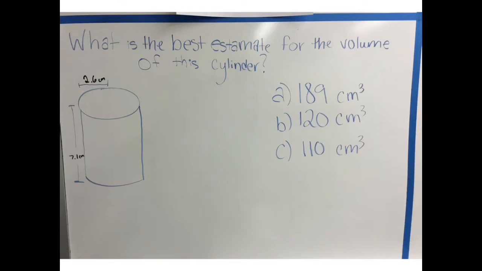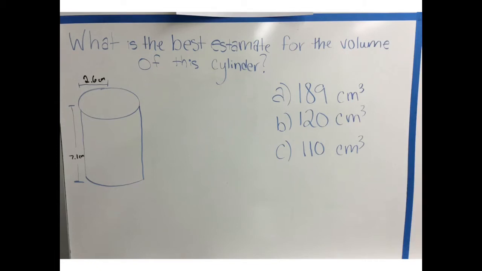What is the best estimate for the volume of the cylinder? The radius is 2.6 centimeters, and the height is 7.1 centimeters. And the answers are 189 centimeters to the third power, 120, or 110.